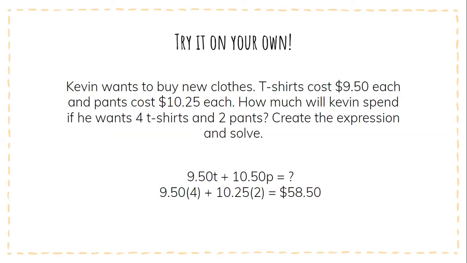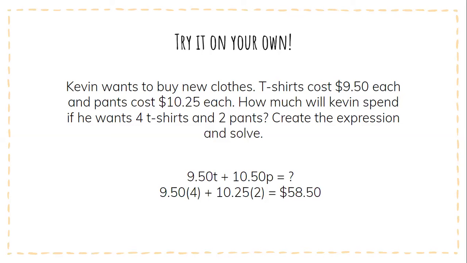So I have created the expression down at the bottom. I used T to represent the shirts and I used P to represent the pants. So I know that each shirt will cost me $9.50. So I did $9.50 times T. So 9.50 times the amount of shirts. Again, our variable is the number that we don't know yet and that we will be plugging in to help us find the answer.